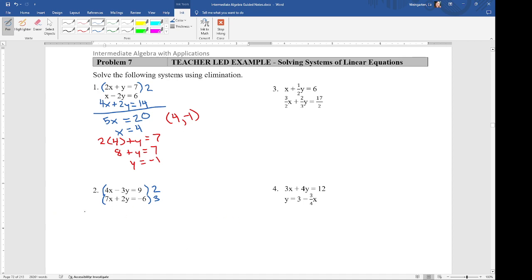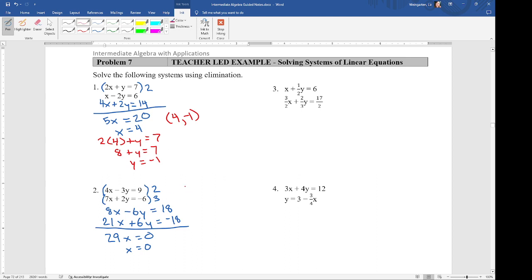So I will rewrite both equations, multiplying the top one by 2, the bottom one by 3. And the bottom one. And now our 6y's will cancel out. We end up with 29x equals 0. So x equals 0. Now I'm going to plug that 0 into either equation.